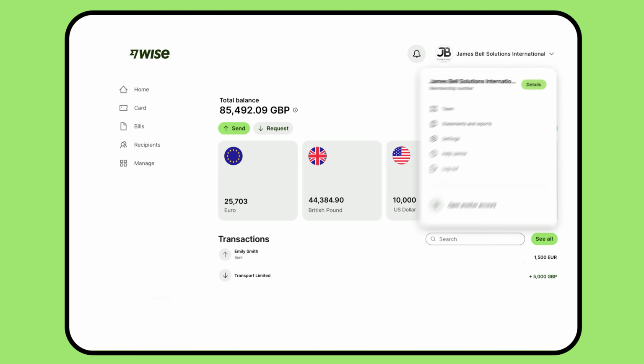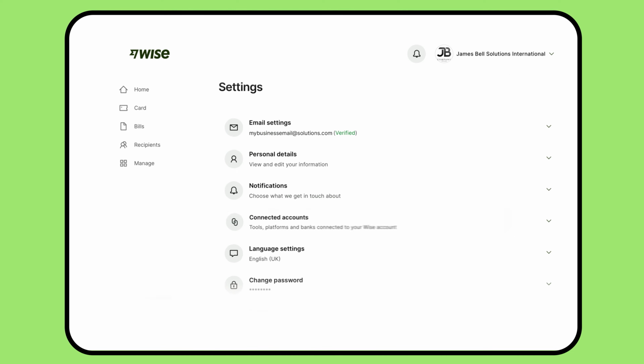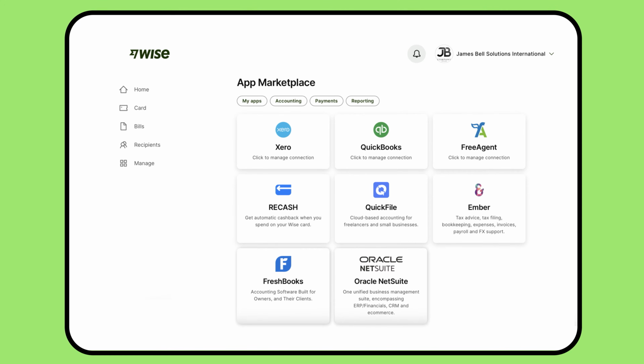Number 3. Accounting integrations. There's more that comes with the Wise business account, like an accounting software connection with QuickBooks, Xero. This helps to keep track of payments, manage spending, while also keeping your accountant happy. You can reconcile these transactions easily and conveniently. You can't do that with a personal account.